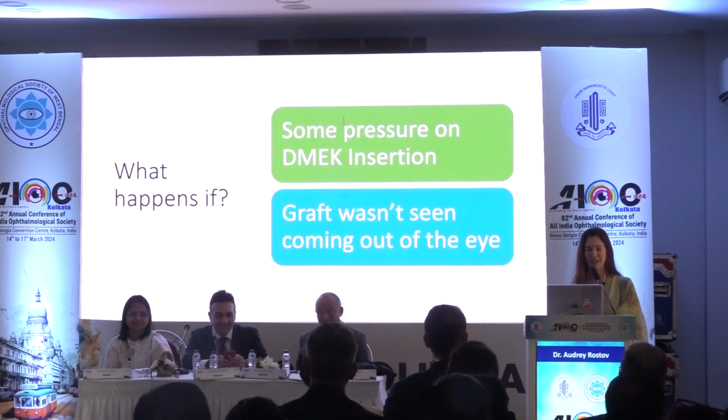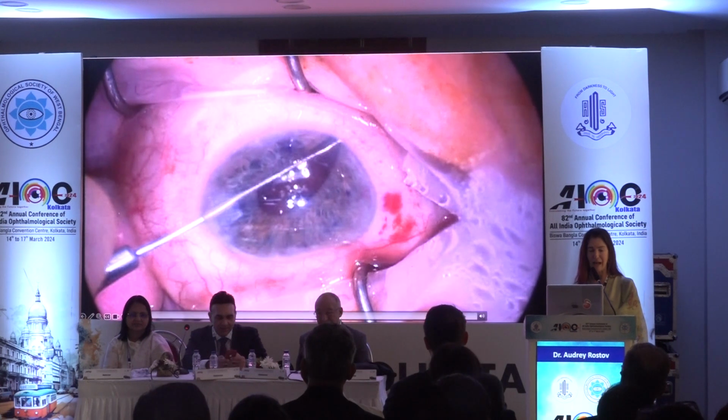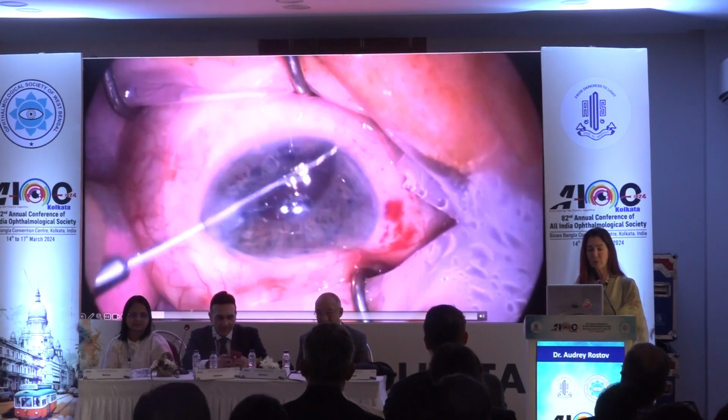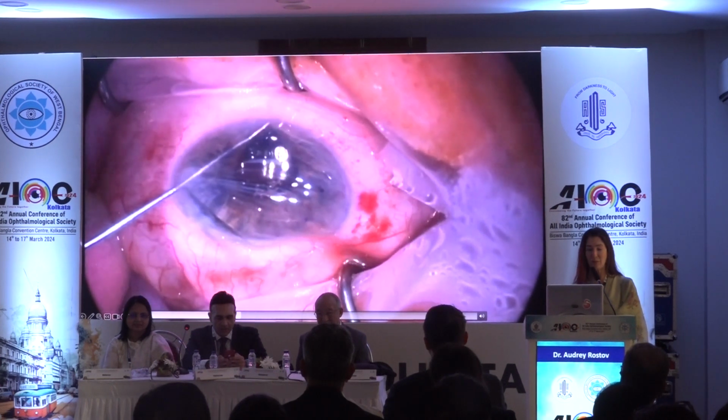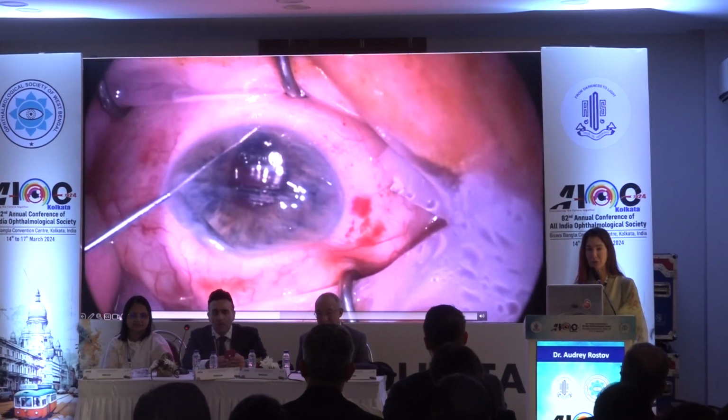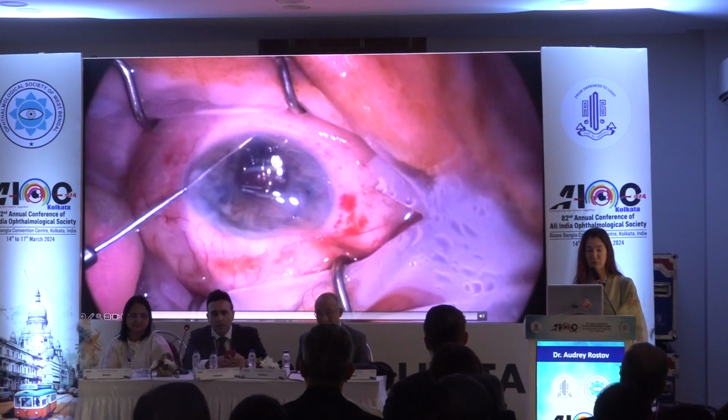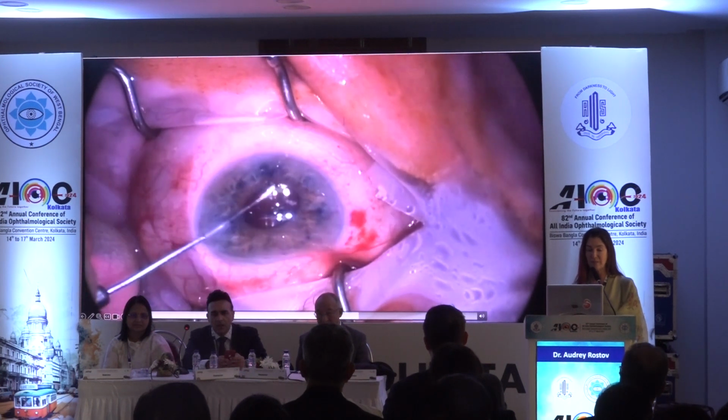Perhaps it's a hint. So again, what happens if you have pressure on DMEK insertion, but you did not see the graft coming outside of the eye? Well, you've got to look for it. And this is actually what happened. I didn't know where the DMEK graft was, and so I'm using a little Kuglen hook, a push-pull, and I'm looking through the pupil, and it wasn't there.